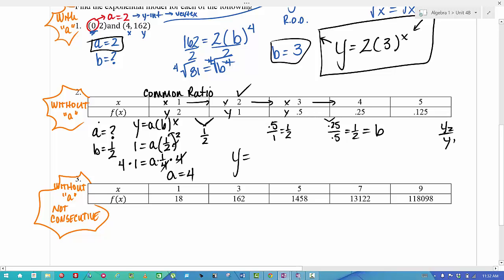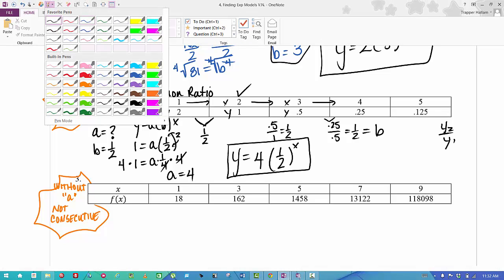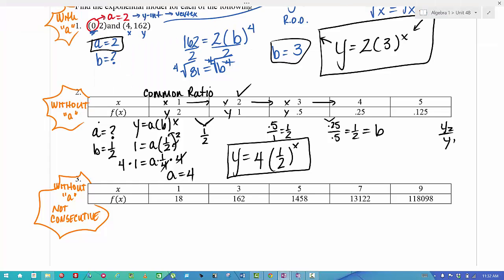So y equals 4 times 1/2, which is our b value over here, and then raised to the x power. So there's our model for that situation. Now, do you want me to show you the easier way to do it? Let me change my color for you. We'll pick a nice green.